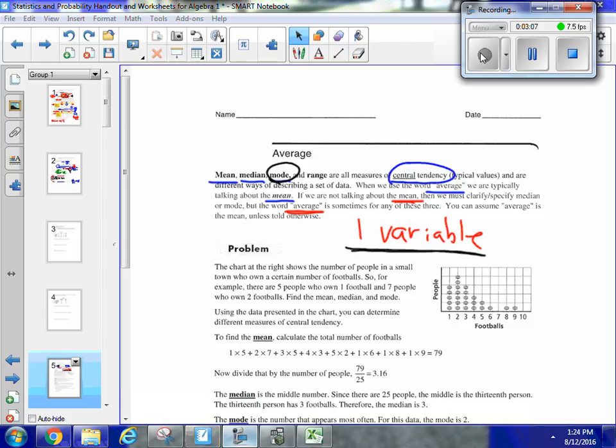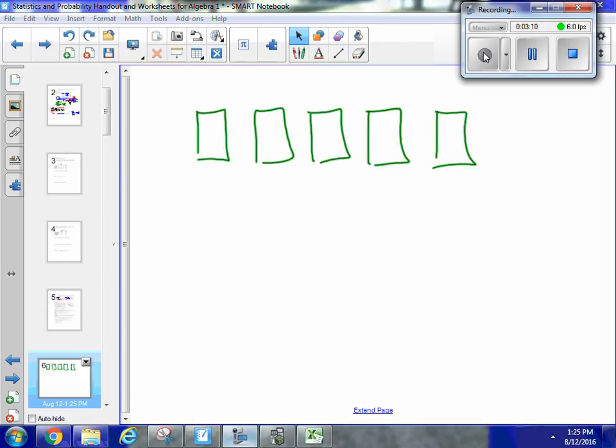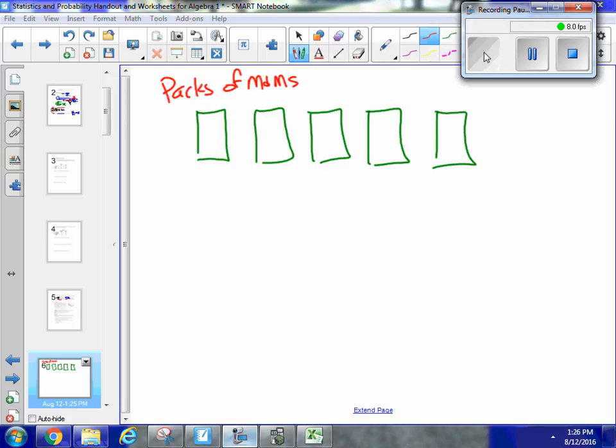So before I get into the example on the worksheet, I'm going to give you a little bit different example, a little bit more simple. These are all packs of M&Ms. And if you know me, you know that I really like M&Ms. It's my favorite candy. But I'm trying not to eat as many. So what I want to know is how many blue M&Ms are in a pack? On average, what's the mean in this case? So let's say this pack has 8, this pack has 10, this pack has 3, this pack has 2, and this pack has 7.